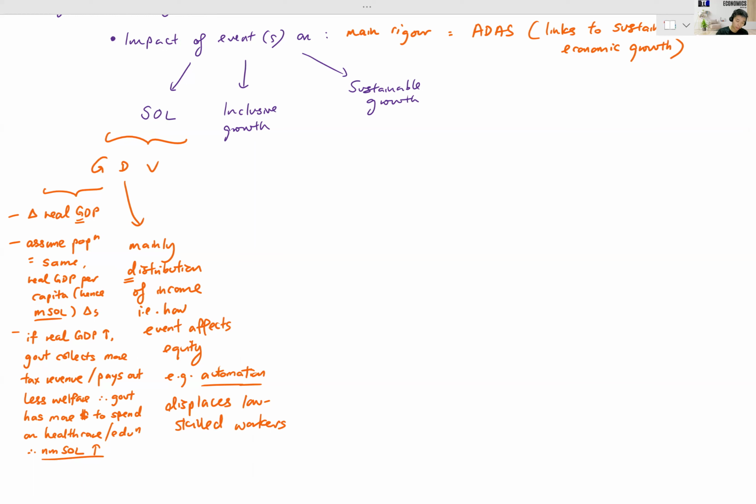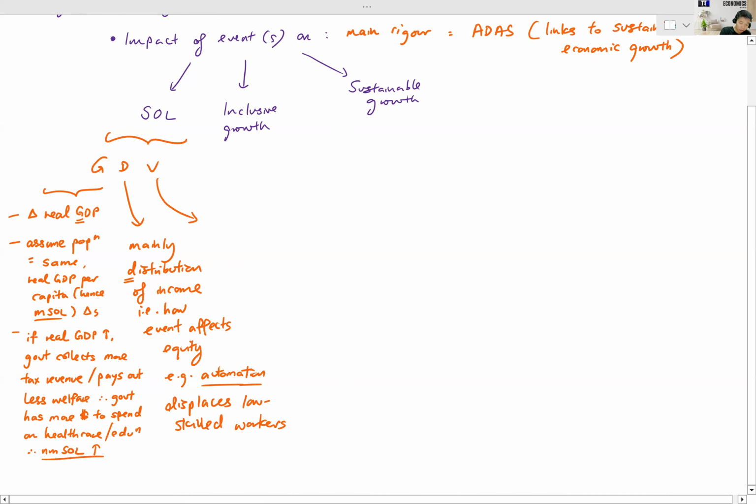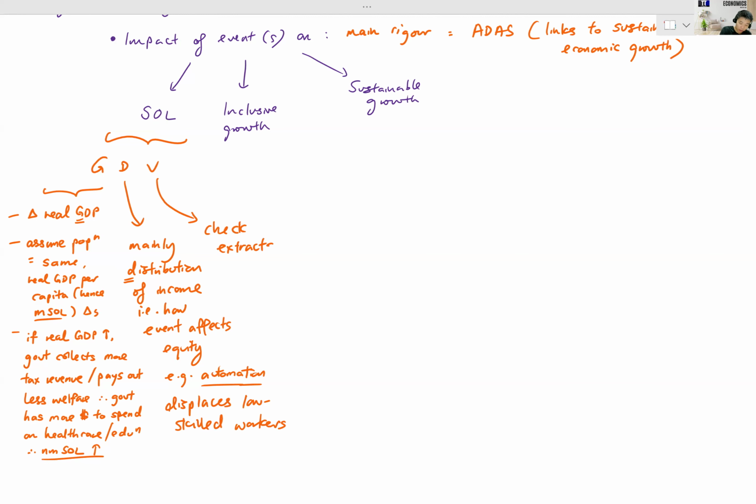Okay. Then V just means you check the extracts. Okay, this is meant to be very contextual to see if you can identify more victims or beneficiaries from the event. Okay, so this is GDP. Later, I'll just put out the console notes to show you.